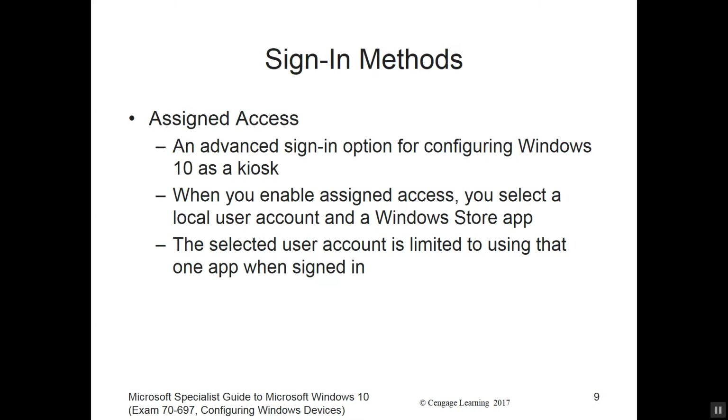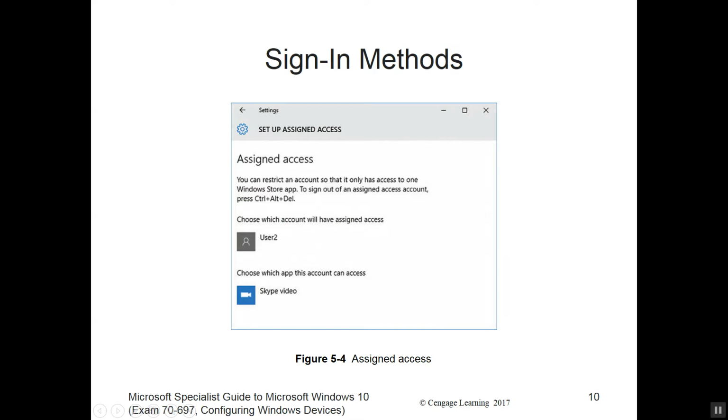Assigned access is an advanced sign-in option for configuring Windows 10 as a kiosk. When you enable assigned access, you select a local user account and a Windows Store app. The selected user account is limited to using that one app when signed in. So here we've got how we set up assigned access.